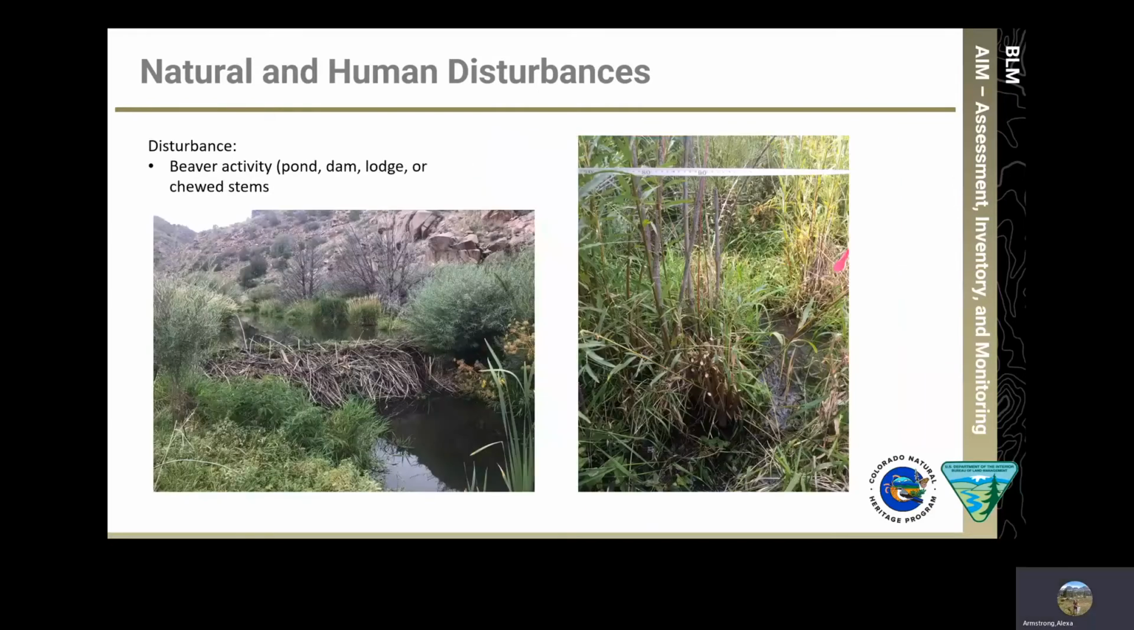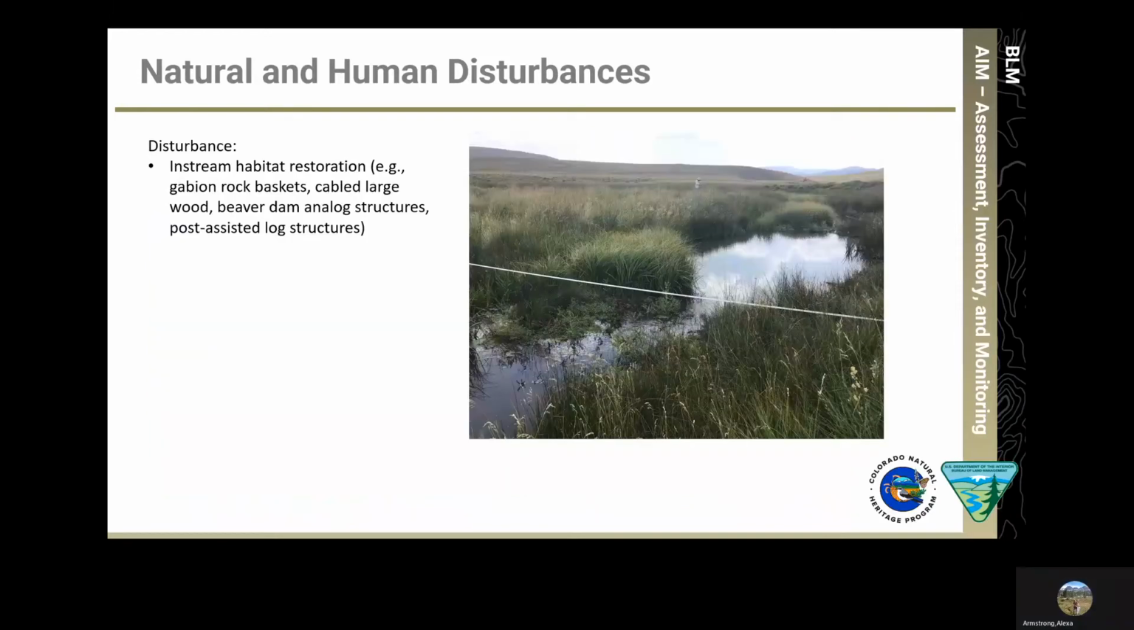Both photos pictured here show signs of active beaver activity. On the left is an active beaver dam, and on the right is an example of chewed willow stems. Both examples fall under the beaver activity disturbance. In this example, wetland sod has been installed in the stream channel to slow down water throughout the system and widen the wetland riparian area. This would be rated under the in-stream habitat restoration category.